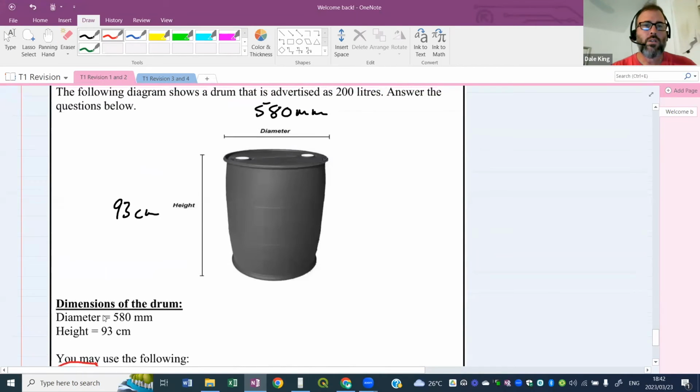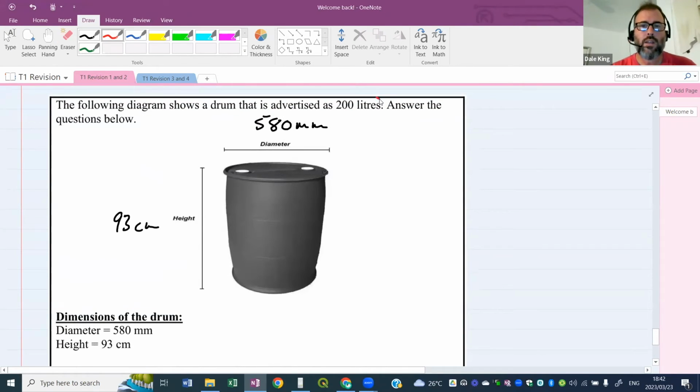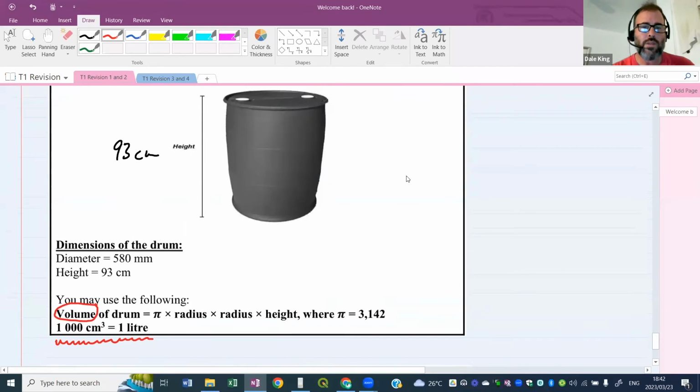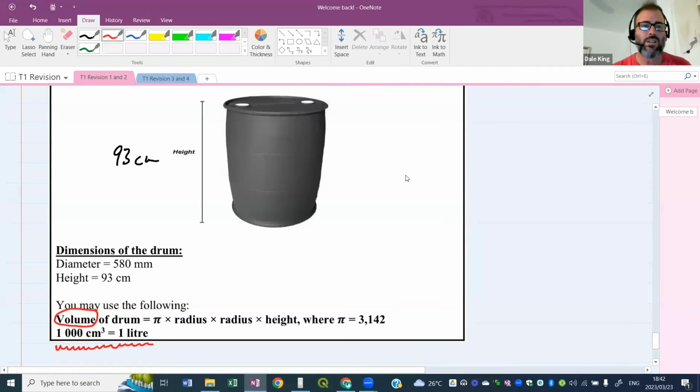And if you look at the top here, they talk about 200 liters, which is capacity. Our formula for volume doesn't work out liters. It works out cubic meters, cubic centimeters, cubic millimeters, things like that. But the question is mentioning liters. So somewhere along the line, we will have to change from volume to capacity. And they've given us this conversion in the statement over here at the bottom. So we're probably going to use that as well.